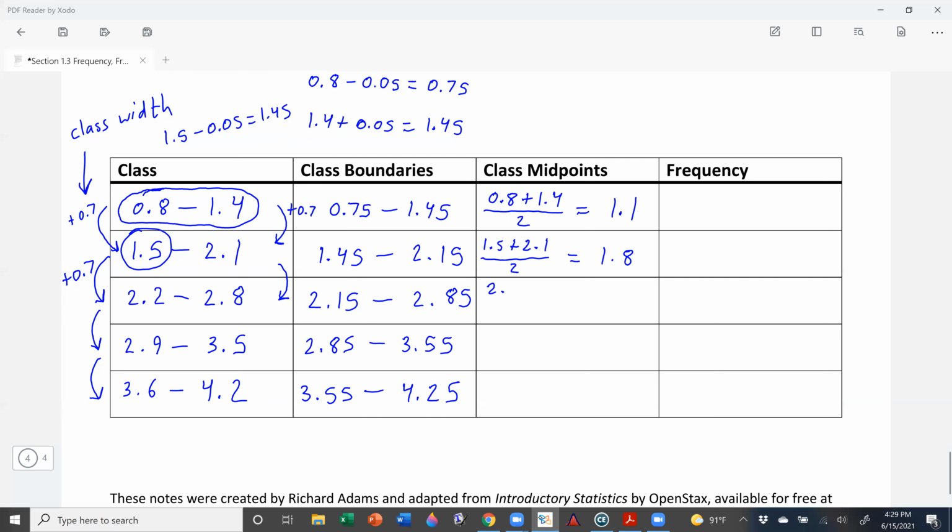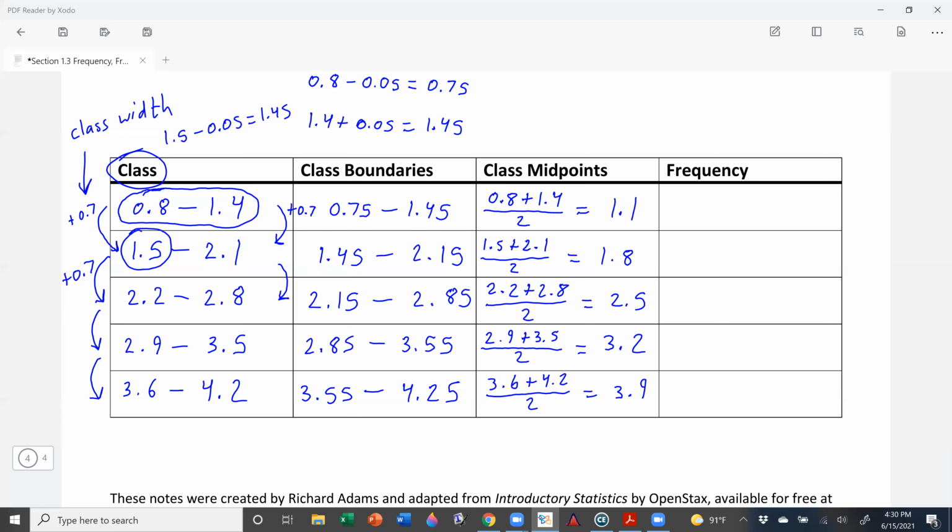For the midpoints, we're using the classes, not the boundaries. 2.2 plus 2.8 over 2. And this ends up following a nice pattern. These should actually be going up by the same value each time. 2.9 plus 3.5 divided by 2, and we get 3.2. And then 3.6 plus 4.2 divided by 2, and we get 3.9. Okay, so those are the midpoints, and we're going to need midpoints when we're doing different types of graphs a little bit later as well.